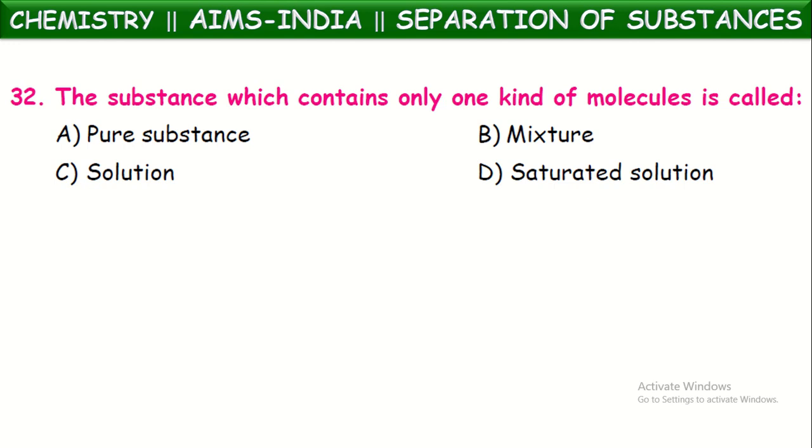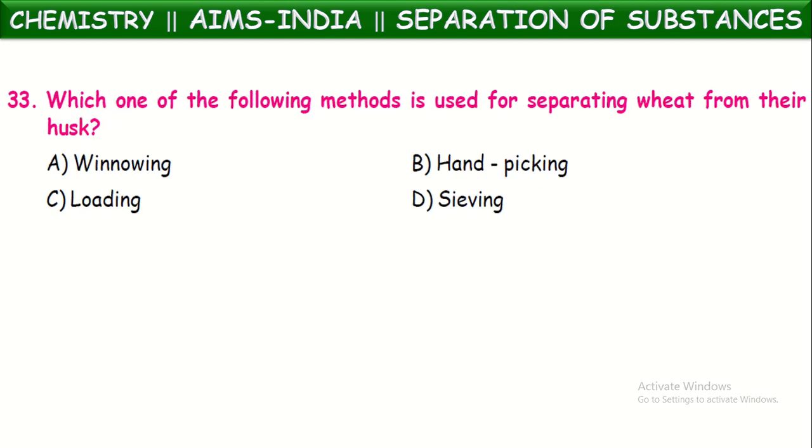What do we say? The substance which contains only one kind of molecules is a pure substance, isn't it? Next one. Which one of the following methods is used for separating wheat from their husk? Again, the same question is asked here. From the husk, wheat can be separated by using the winnowing process because of their difference in weight. Okay, winnowing.